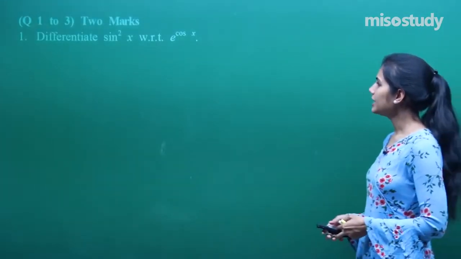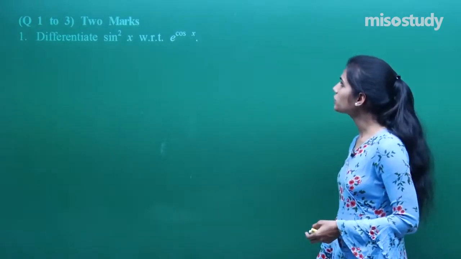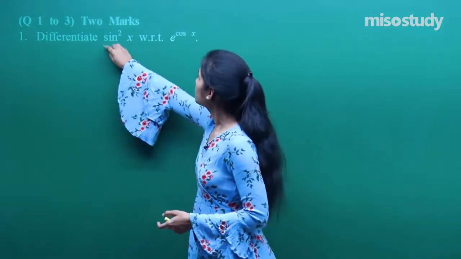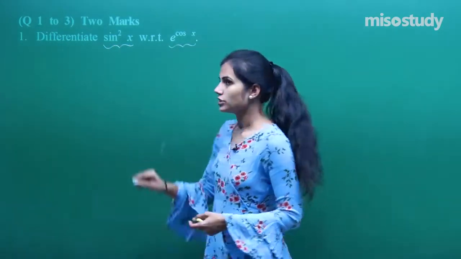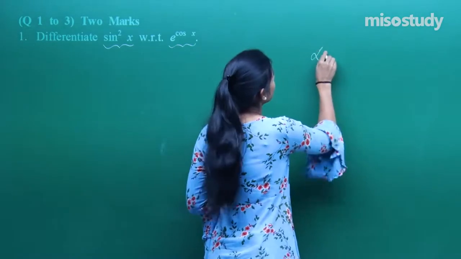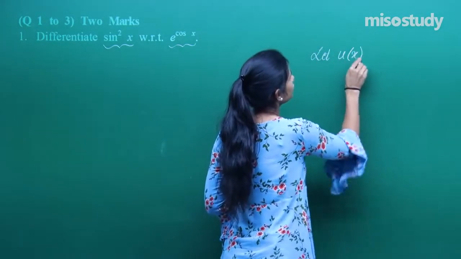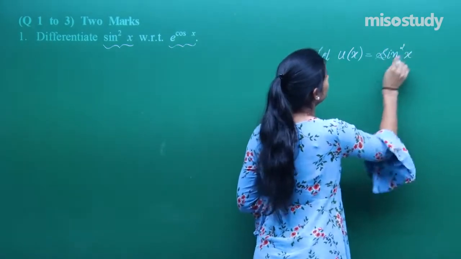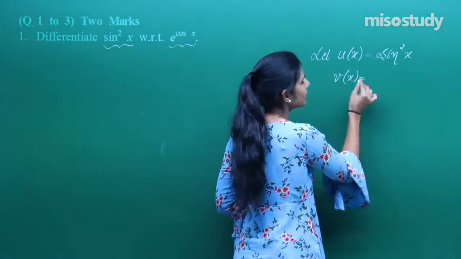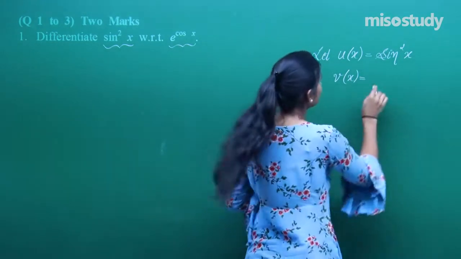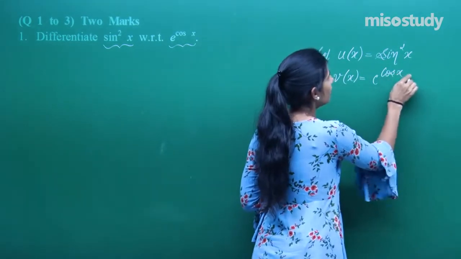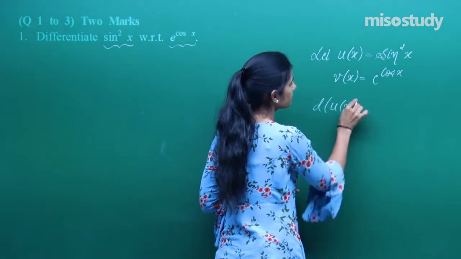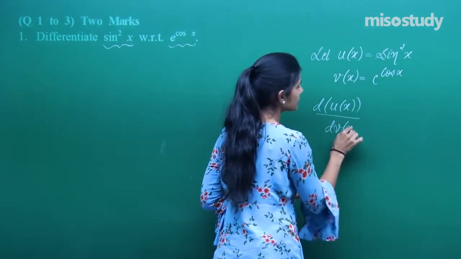For 2 marks, it says: differentiate sin square x with respect to e to the power cos x. This is one function, this is another function. Let u(x) be the function sin square x, and v(x) be the function, again because it is a function of x only, e to the power cos x. One thing is sure, the question is asking me to differentiate u(x) with respect to v(x).